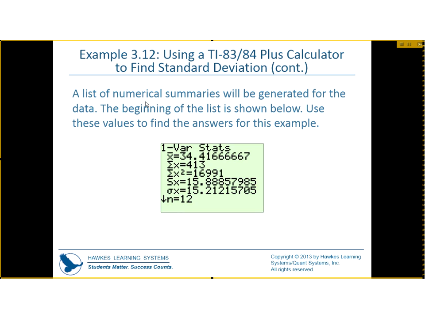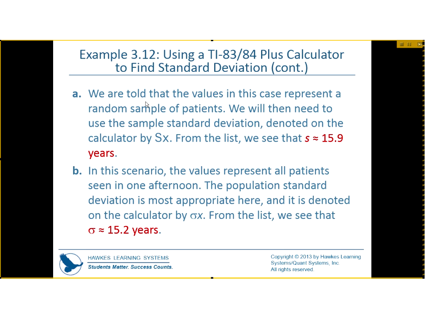So the sample you see is 15.888. So I'm going to make that 15.9. The population is 15.2. Okay, so it shows you what they're doing.